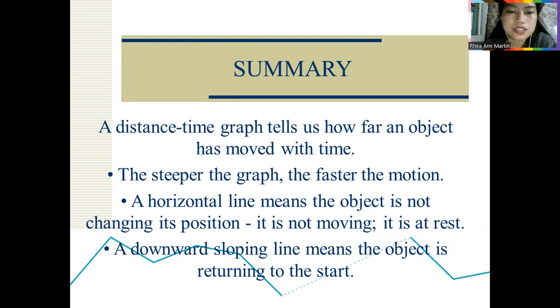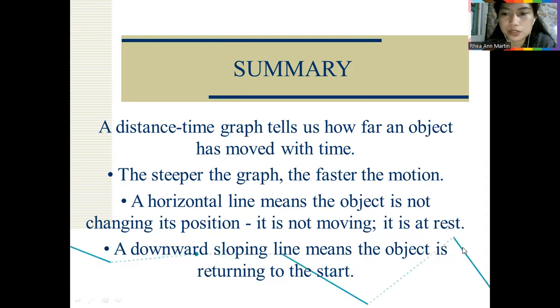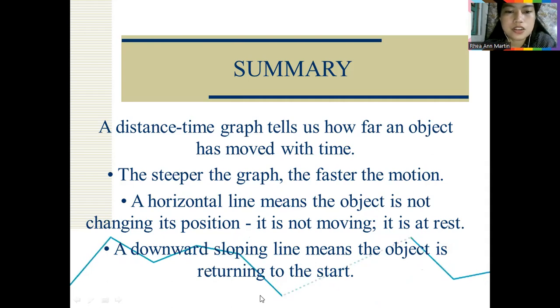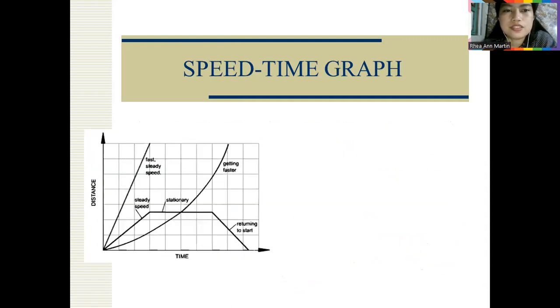A downward sloping line. Ano ba yung sloping line na downward? Ito yung mukha ng downward sloping line. Yan means the object is returning to start. So, we move to speed time graph. Ano ba yung difference? Ano ba yung hinahanap ng speed time graph?